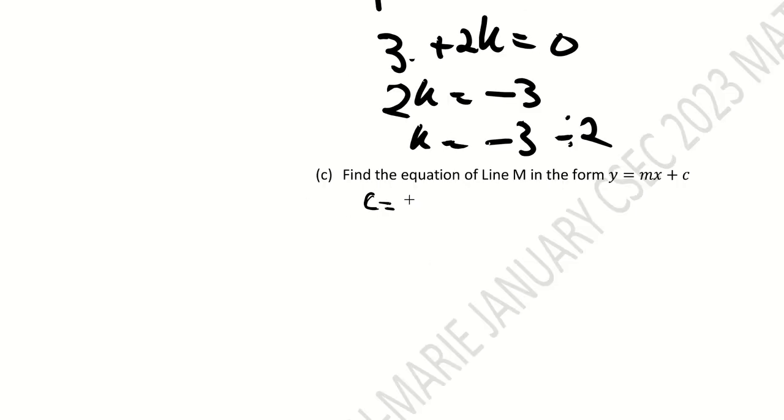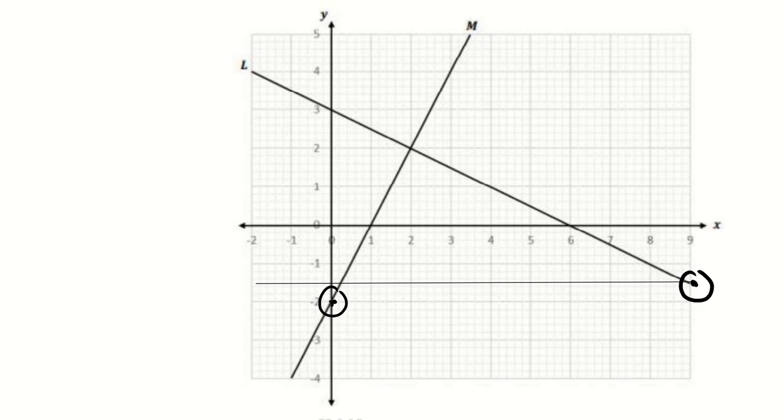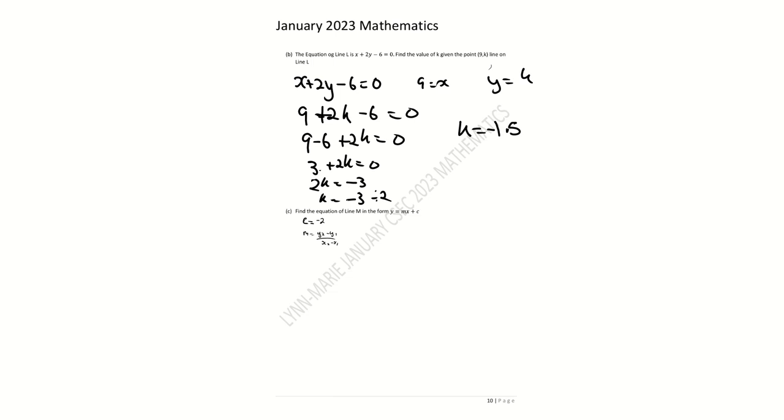Right? The next thing that we need to know is your gradient. Now to find your gradient, it is equal to y2 minus y1 over x2 minus x1. You use this and you want to get a coordinate that is on line M. That's M? Yeah, M.